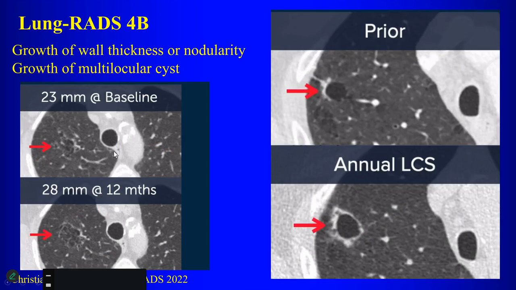All right? So here we have an atypical pulmonary, a multilocular cyst actually, that grows. It grows from 23 to 28 millimeters, means it gets bumped up from 4A to 4B. Here's another example where the cyst wall gets a little bit thickened and the cyst grows. That's also going to get bumped up a category, especially if the wall thickness there is increased.